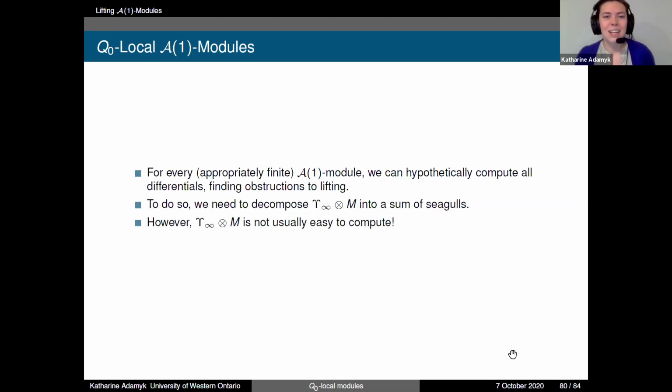If I have in general some appropriately finite A1 module, we can hypothetically compute all of the differentials and use those to find obstructions to lifting. But to do so, we would need to decompose the infinite Seagull tensor M into a sum of Seagulls. This is kind of a nightmare to compute. It's a huge tensor product, and even once you've taken the tensor product, you have to find the decomposition of that into direct summands that look like the Seagulls.